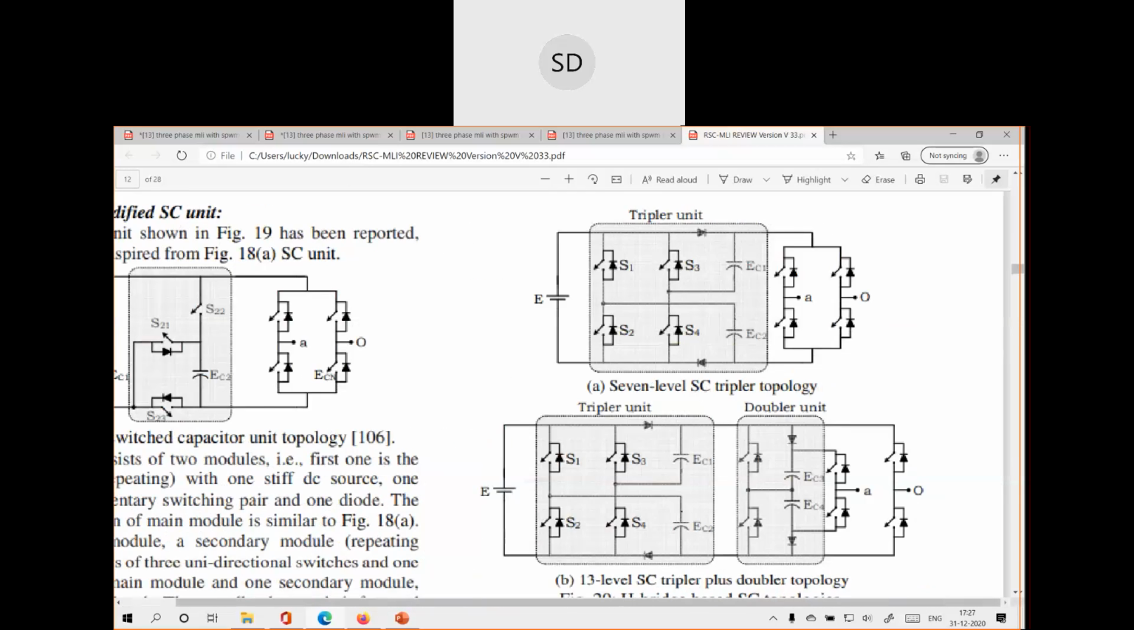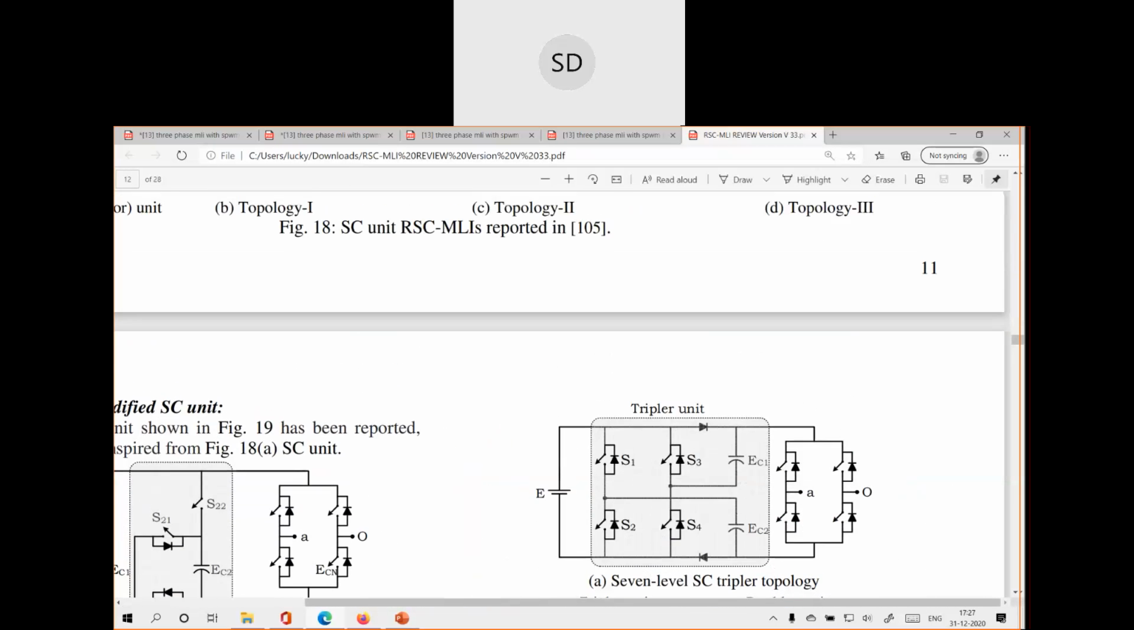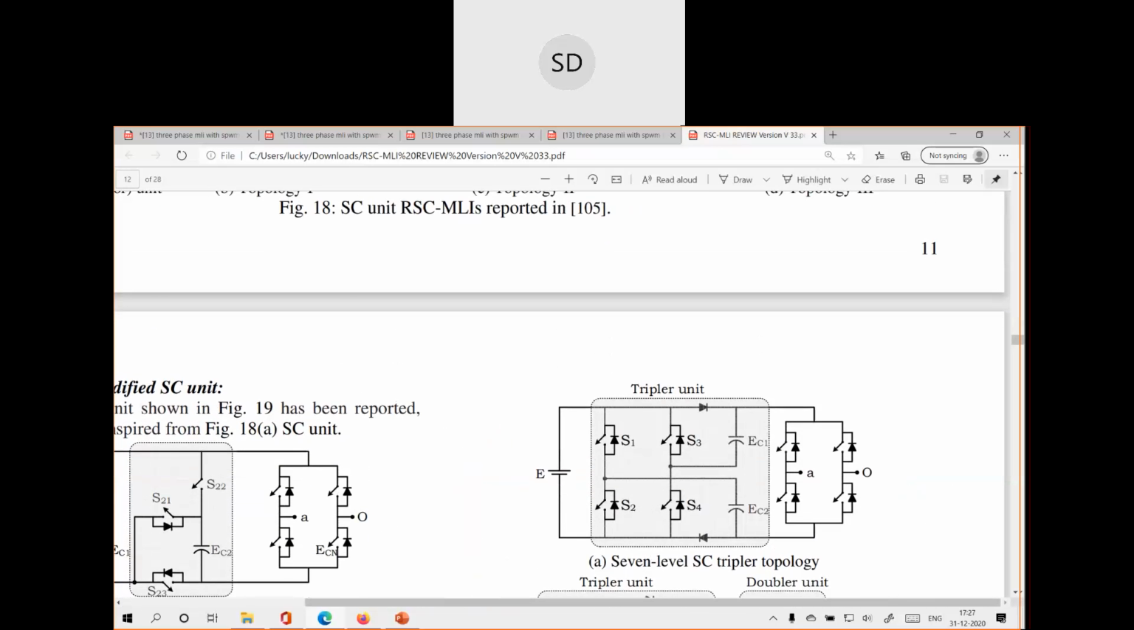Yeah, this one. This is visible, right? This one. Yes, sir. Yeah. So this is another one. This is one of the good topologies, right? You have voltage source E here. So this entire thing is a tripler unit, and this is used for polarity generator.